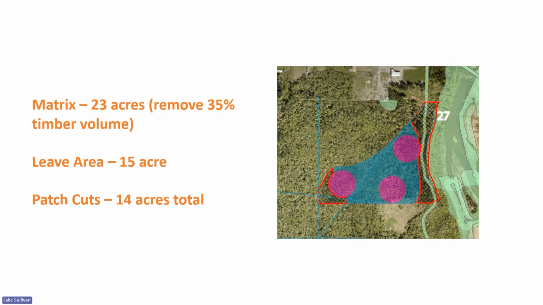So just the basics of it: in the matrix, which is the blue, that's where we're thinning 35% of the timber volume. So that's the matrix. The leave area, which has the cross hatching and the red outline, that's where we're not going. We're going to leave it. And this stand is just about 380 to 400 trees per acre. And then the patch cuts, which are the purple circles, that's where we'll be removing all of the trees besides our leave tree requirement and planting a new forest. So we're creating basically three structures within this stand, which is a monoculture Douglas fir plantation from 40 years ago.